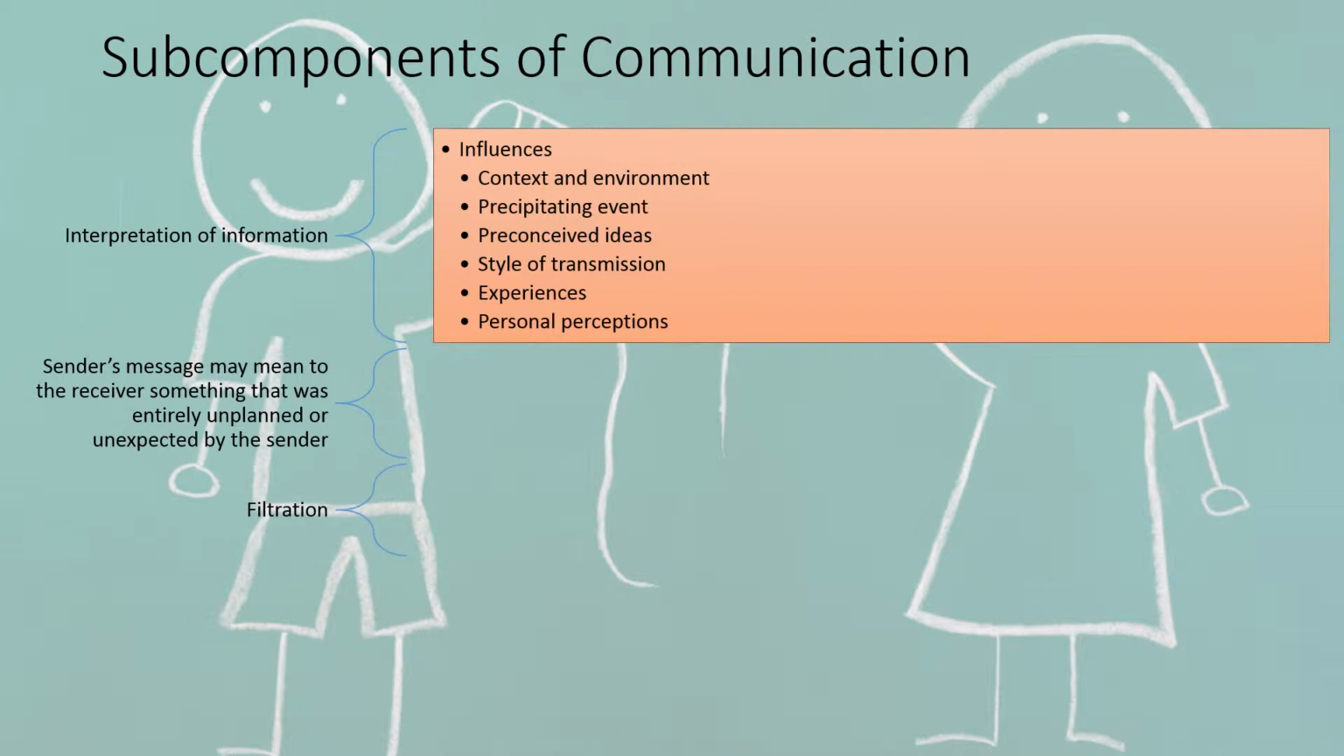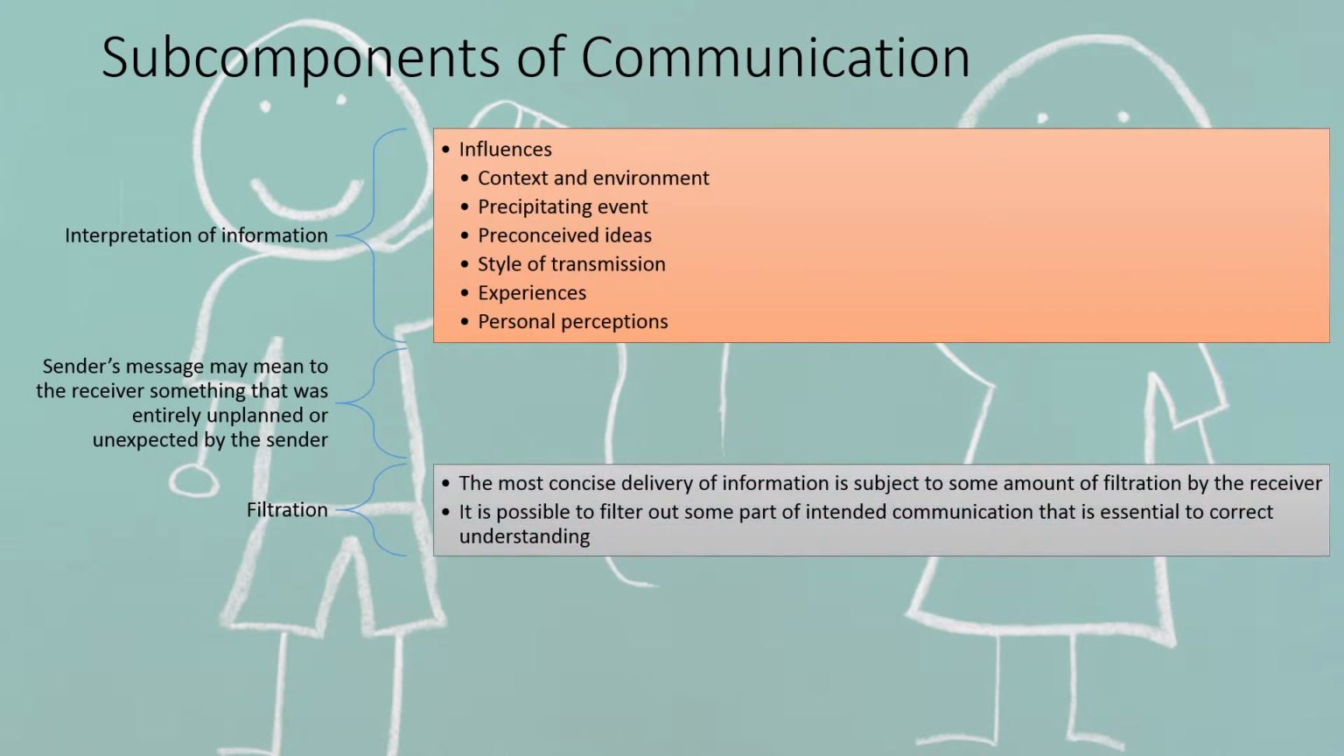Another subcomponent is filtration. The most concise delivery of information is subject to some amount of filtration by the receiver. It is possible to filter out some part of intended communication that is actually essential to the correct understanding.